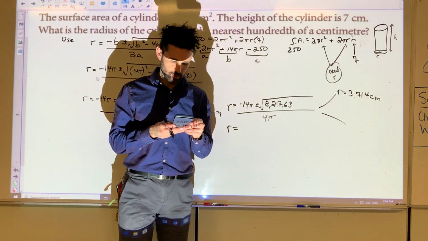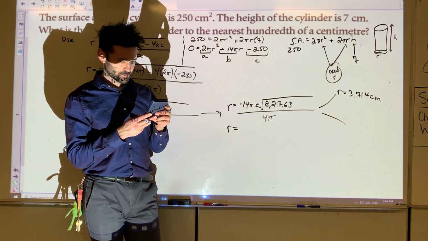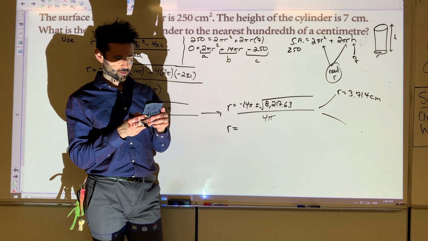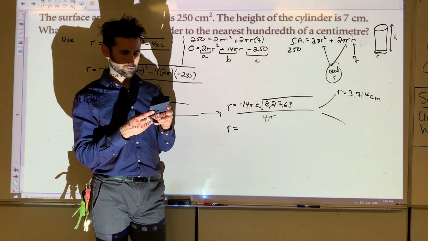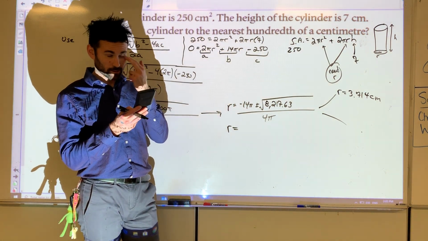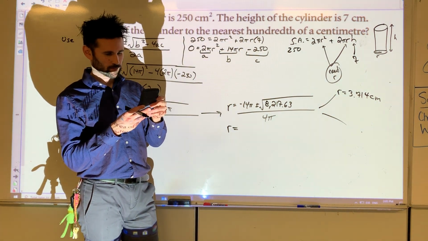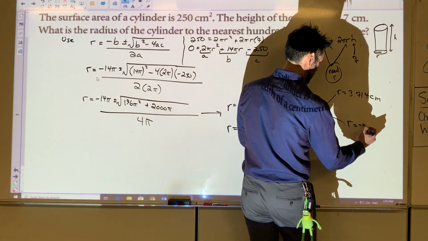So negative 14 pi, subtract the square root of 8,217.63. You're going to get a negative answer on this one anyways. So on the other one you get negative 10.7.